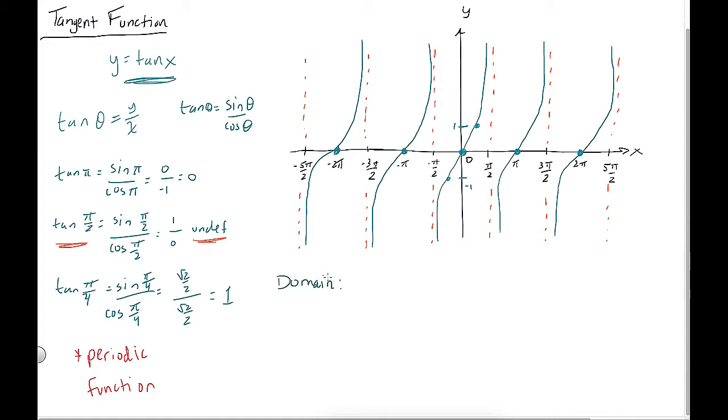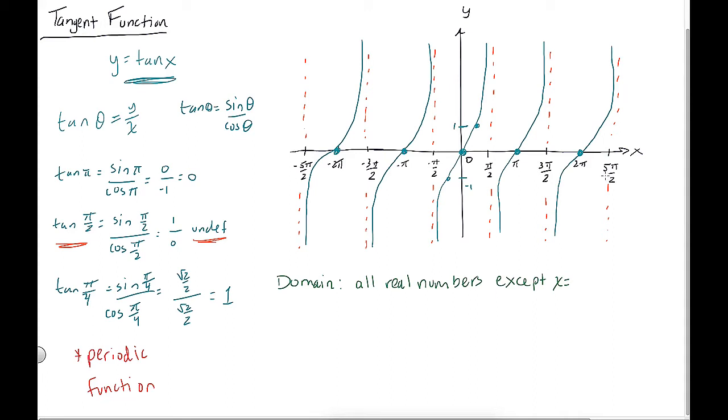The domain on this is very interesting. We're going to treat it like we would rational functions. So what we're going to do is say it's all real numbers, except, and then we're going to state where the exceptions are. So what x values can we not use? Well, let's look at our vertical asymptotes. We can't use any of these pi over 2's that are odd. So 1 pi over 2, 3 pi over 2, 5 pi over 2.